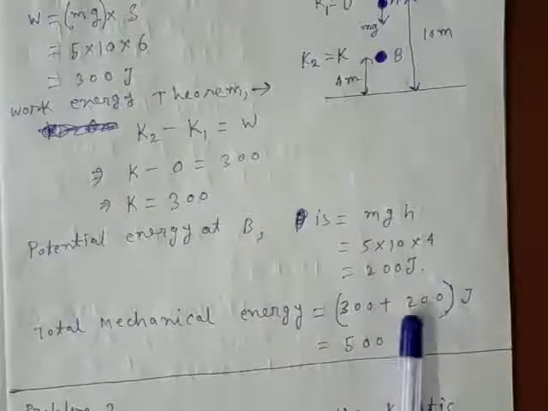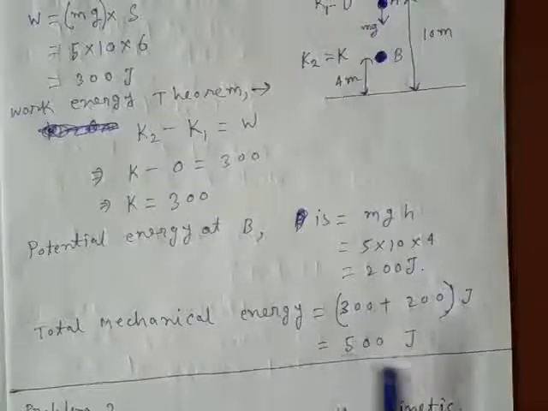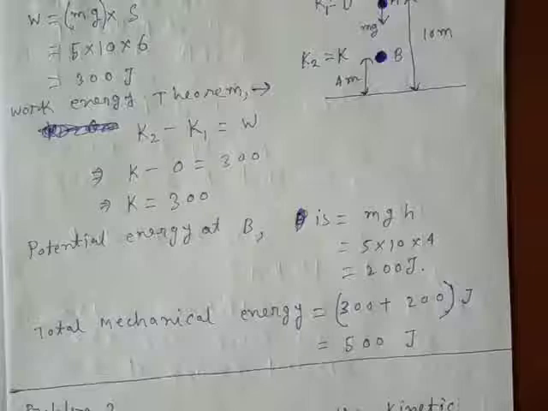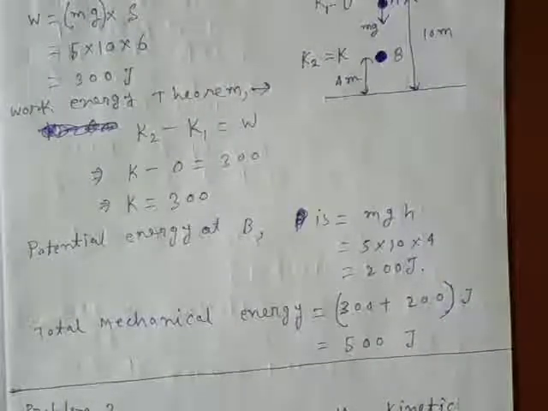That is the proof. You can write the answer only by telling that the total mechanical energy is conserved. So the total energy at any instant will be 500 joule. I am just showing you the proof. Okay, now let me discuss problem number 2.